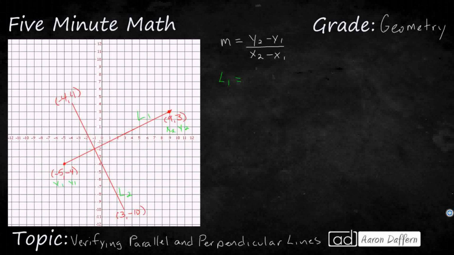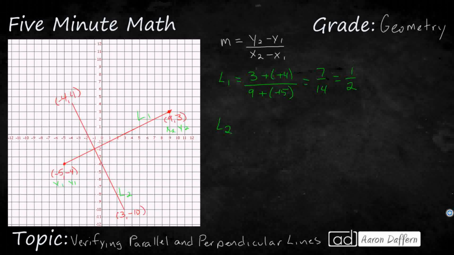See what we get. That's going to be a 3 minus a negative 4, so that ends up being a 3 plus 4. And I've got a 9 minus a negative 5, ending up being a 9 plus 5, because the two negatives cancel out. So what do I get? 7 over 14, which is going to give me 1/2. So I've got a positive slope of 1/2.